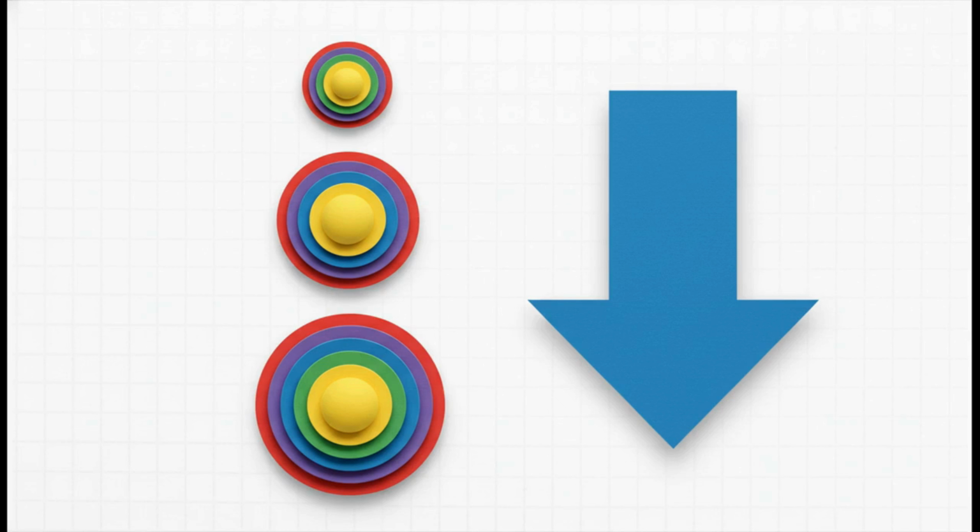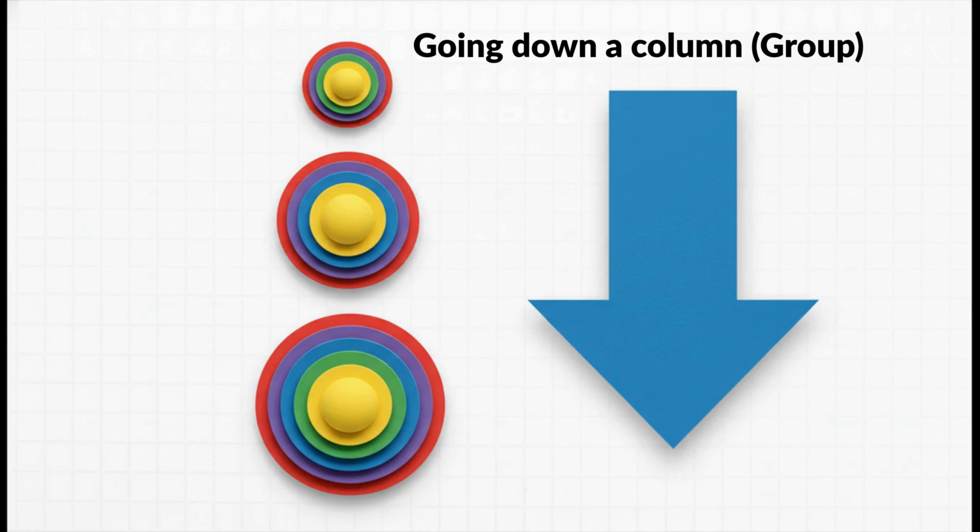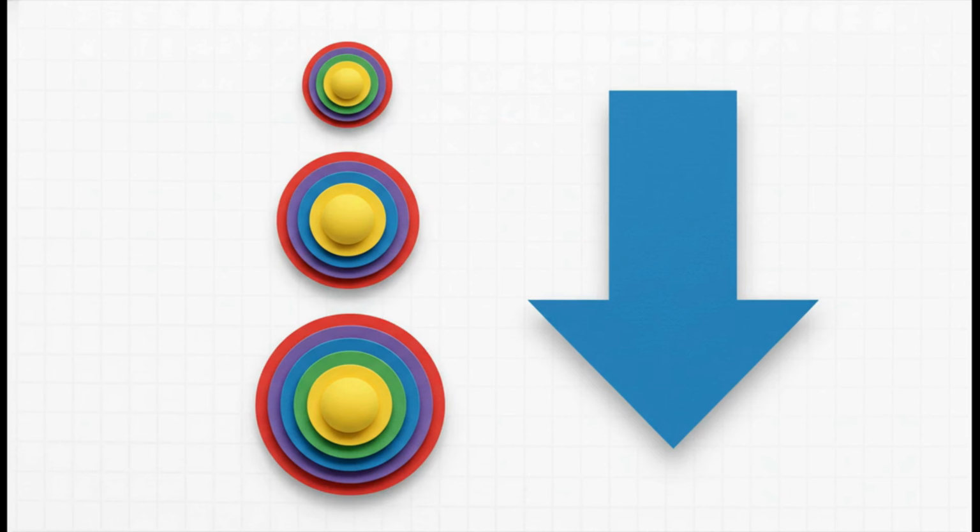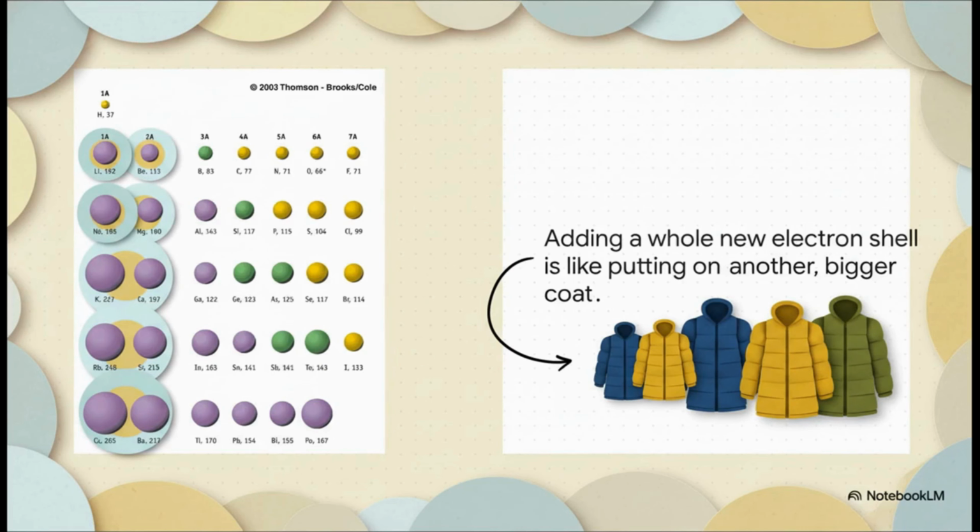Okay, so that was the weird direction. What about going down a column? Whew, this one actually makes perfect sense. As you go from top to bottom in a group, the atoms get bigger, just like you'd expect. Let's look at lithium and sodium. They're stacked right on top of each other in the same column. When you go from lithium down to sodium, you're not just adding protons, you're adding a whole new coat, a whole new electron shell. And that new layer makes a huge difference. It puffs the atom out, making it way bigger.